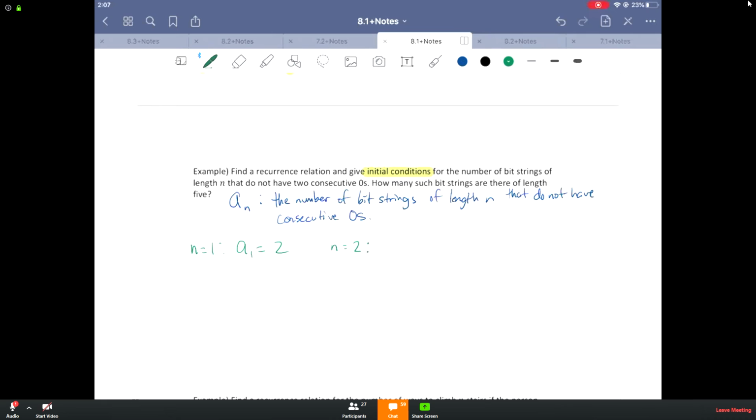What about n equals 2? How many of length 2 do not have 2 consecutive zeros? You can actually write all those down. Yeah, it's 3. Because there are 4 options when you have 2: 0 0, 0 1, 1 0, or 1 1. This one, 0 0, doesn't count because you have the 2 consecutive zeros, so only those 3. Those are going to be our initial conditions, and you'll see why.